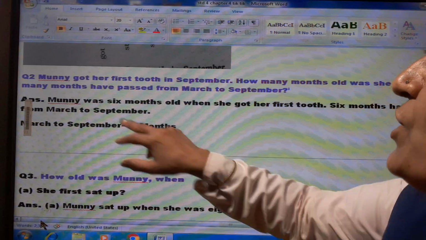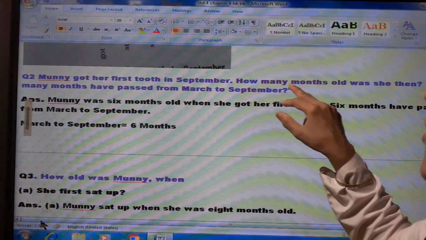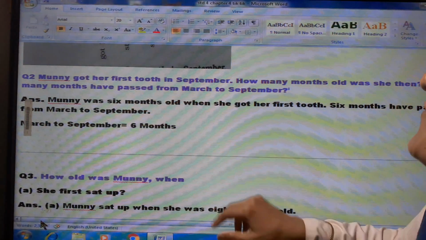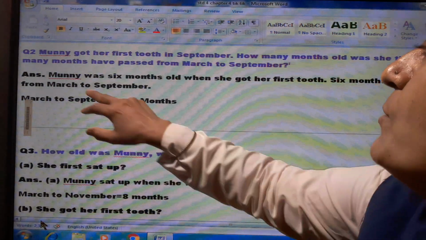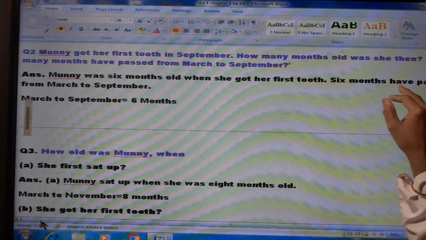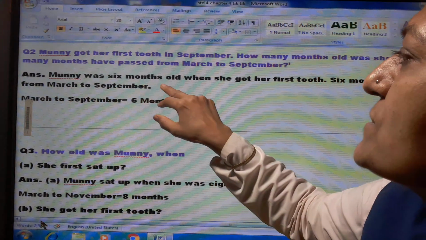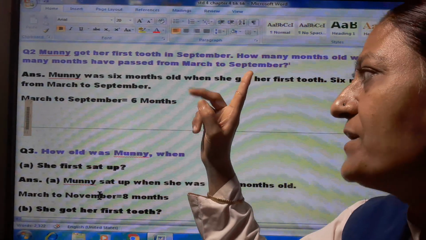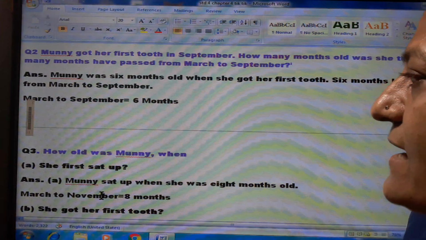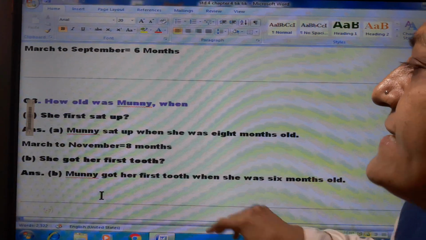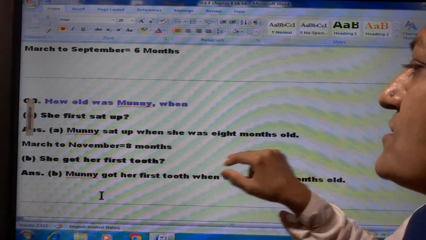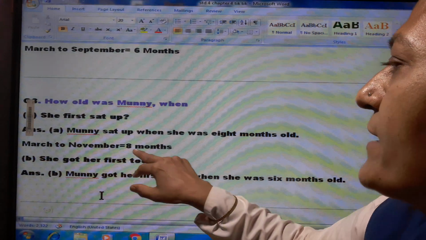Now, Munni got her first tooth in September. How many months old was she then? How many months have passed from March to September? Munni was 6 months old when she got her first tooth. 6 months have passed from March to September: March, April, May, June, July, August and September. 6 months are there. How old was Munni when she first sat up? Munni sat up when she was 8 months old. March to November, 8 months.